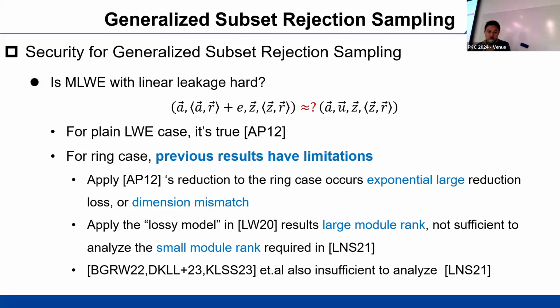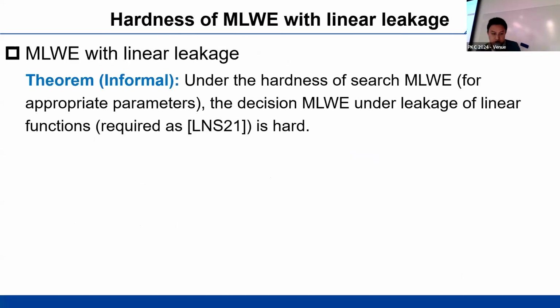The concurrent works BGRW 22, PKLL plus 23, and KLS 23 are also insufficient to analyze the framework of LNS 1. So to deal with this issue, we show a reduction from search MLW to decision MLW with linear leakage. We call it MLW-LS for short. As the former is the standard hardness assumption, we can thus establish the hardness of the latter based on the hardness of the standard LWE problem over ideal lattices.